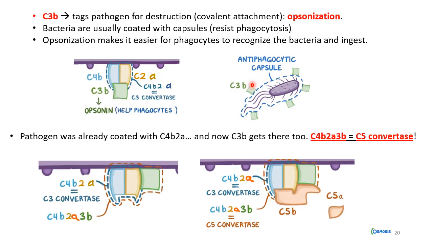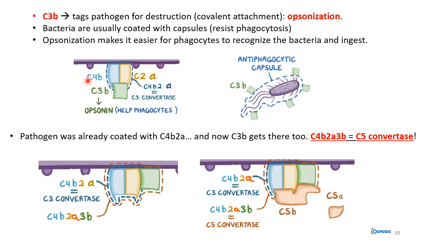So tagging with C3b is going to attract phagocytes to interact with the C3b and eat up the bacterium. So this is a very, very important opsonization aspect of the system. Now let's see what happens here to the rest of the cascade.